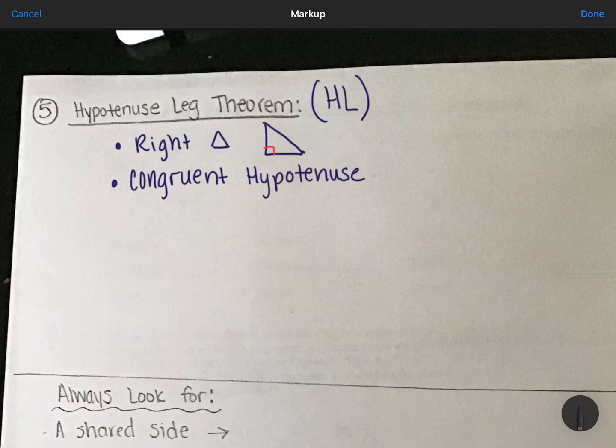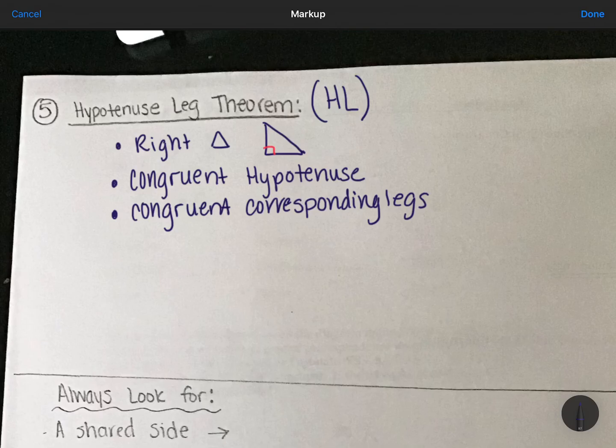I don't know what the plural version is of a hypotenuse. And you need to have congruent legs. And they have to be corresponding legs. Congruent corresponding legs. So what does that look like, you ask?